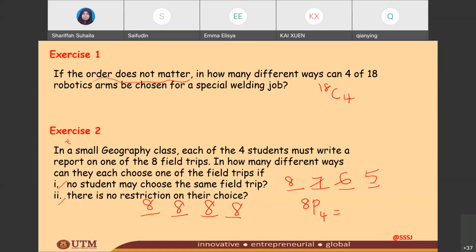So kalau ini, no student may choose the same field trip. So that means the first student dia ada 8 choice untuk dipilih. Second, 7, 6 and 5. So the same thing here. There is no restriction. So again, dia boleh pilih benda yang sama. Maksudnya first student tu dia boleh pilih 8, second pun boleh pilih 8. So ini lebih kepada 8 kuasa 4 sebenarnya.